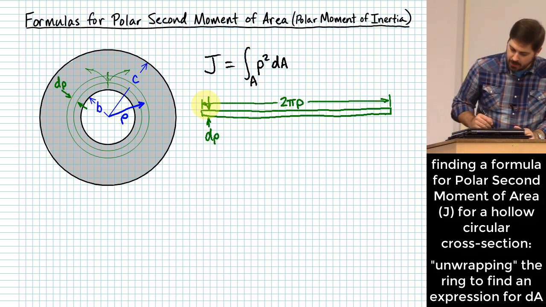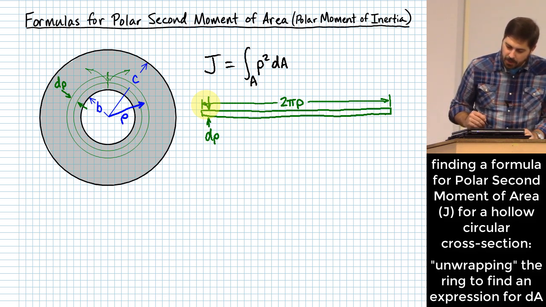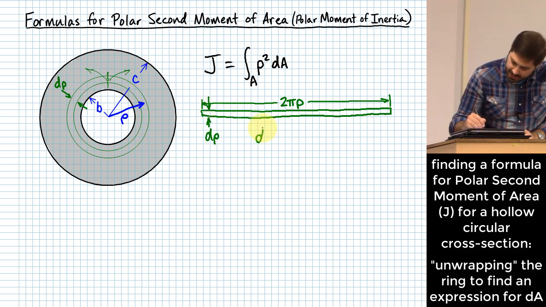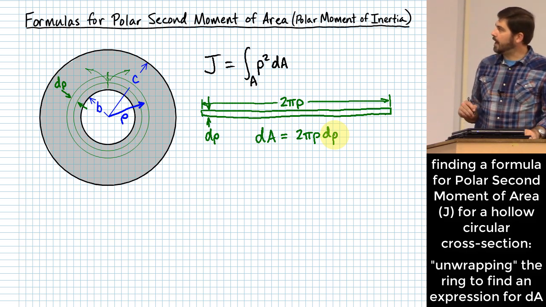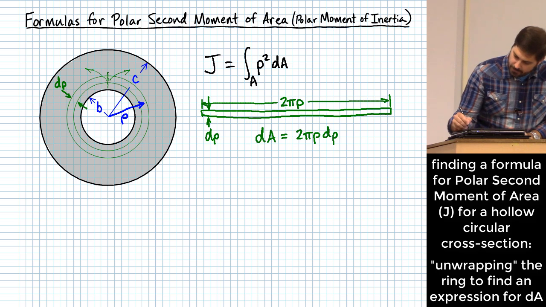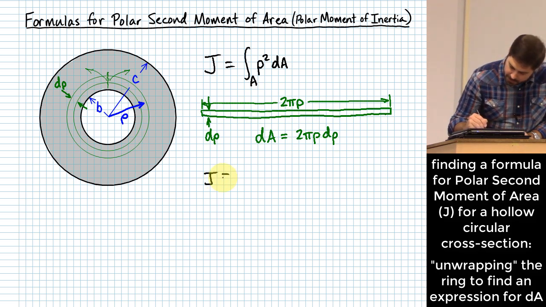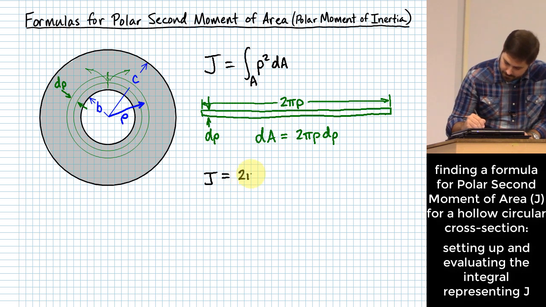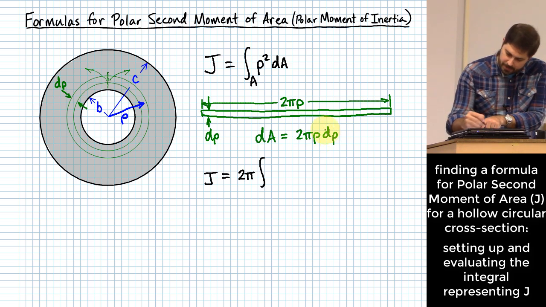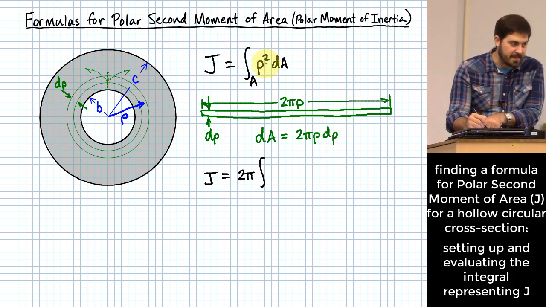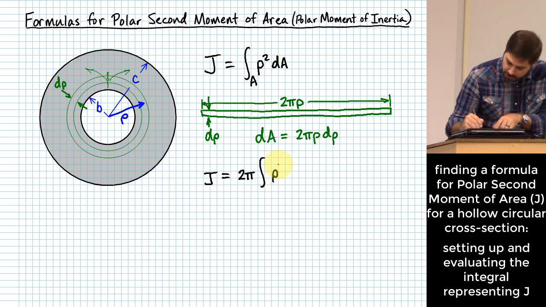Okay? 2 pi rho is the length, d rho is the width, which means that dA is equal to 2 pi rho d rho. And I can plug that right into my formula for J, right? Which I'll do, and I'll pull out the 2 pi because it's a constant. 2 pi times the integral of rho d rho, and then I also got to get my rho squared that was already in there, right? So this gives me rho cubed d rho.